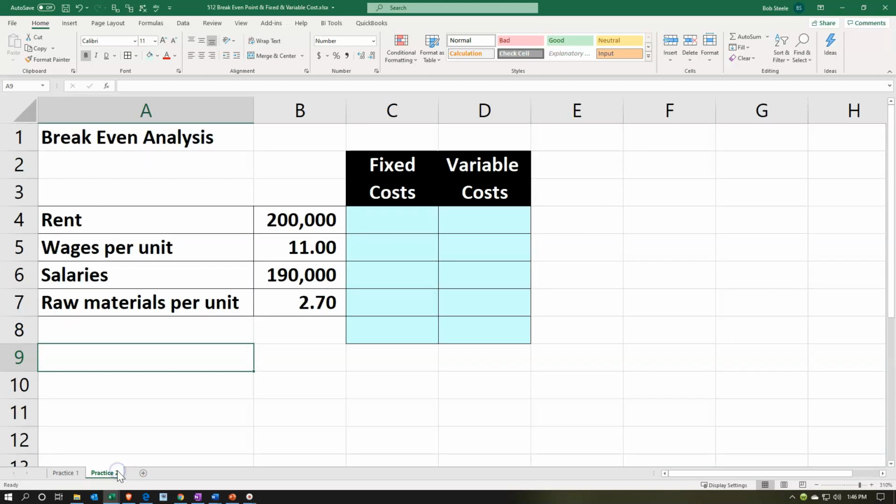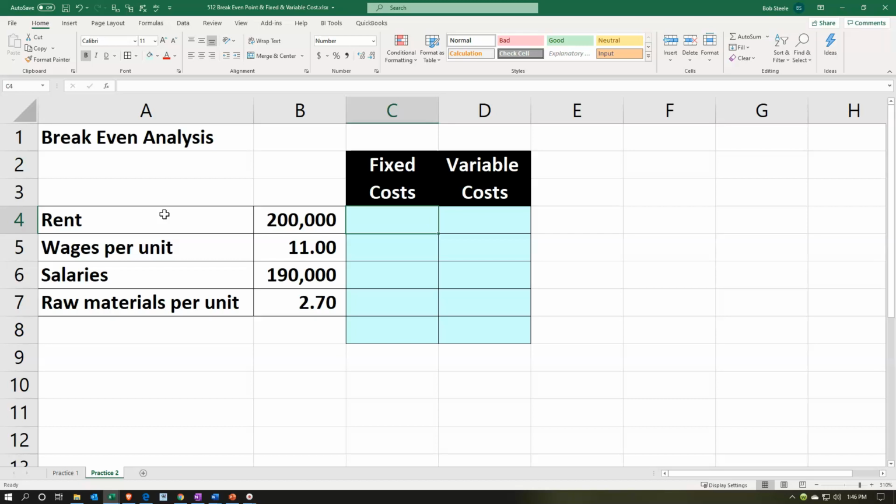So if we go to practice problem 2, we can think about the normal kind of breakouts we would have. If we're breaking out our costs, like we look at the income statement expenses, for example, and think about whether they are going to be fixed or variable. Well, the rent is the most common example of a fixed cost. So the rent is what it is. If you make more units, you still pay the same rent.